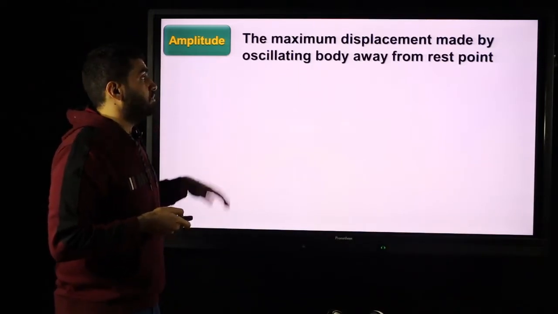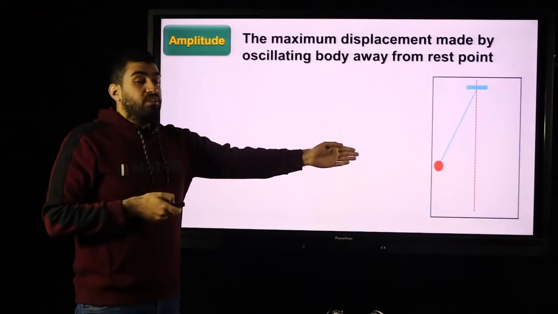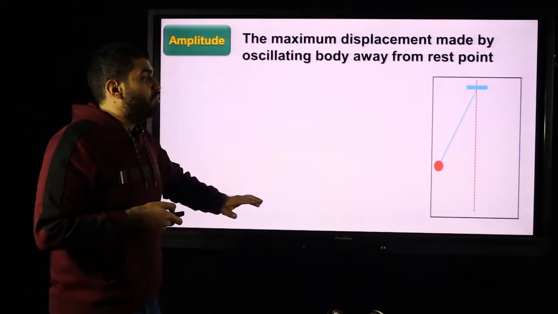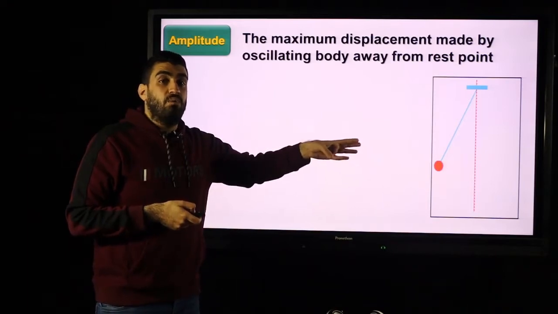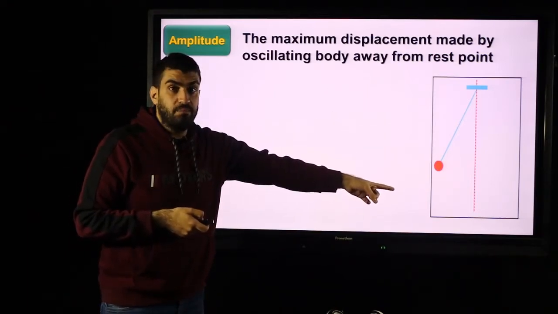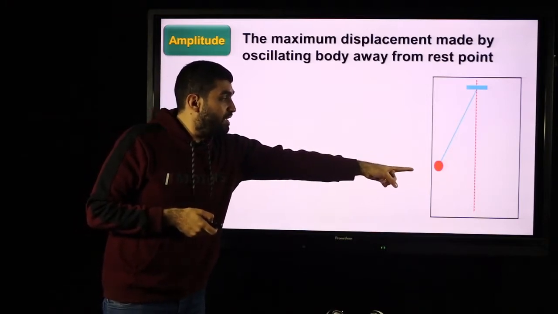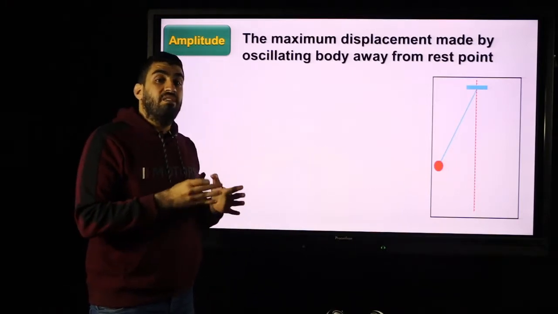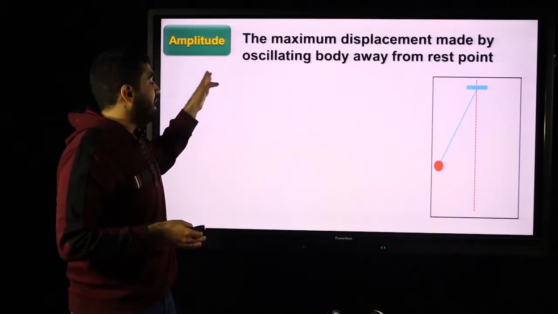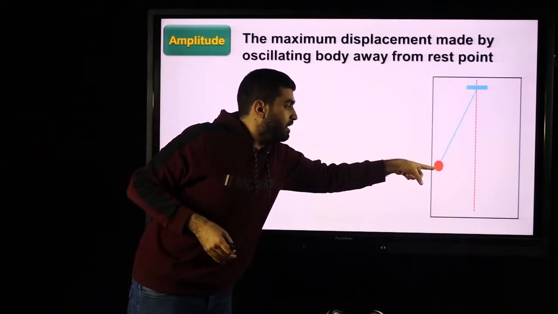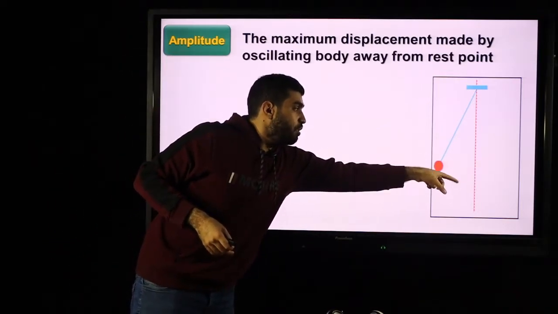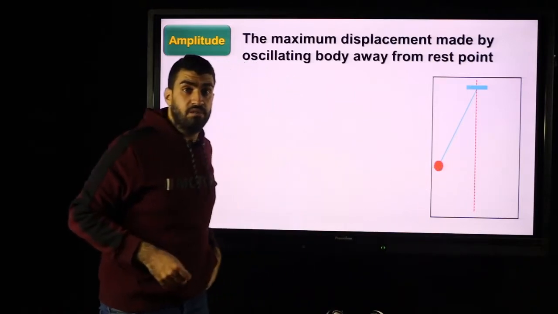Maybe like this, or more. It's called amplitude. For example, I have a simple pendulum that moved from the rest position. Rest position is the red line. The simple pendulum moved away from this place to this place. So the displacement or the amplitude is from here to here. From this place or this point to this point. Okay?